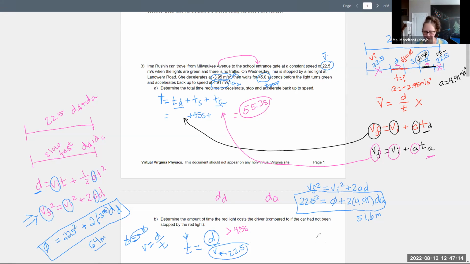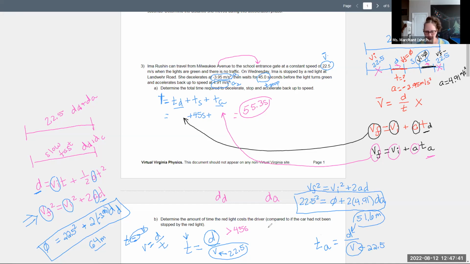And then I'm going to find my time for accelerating, and that is going to be my distance over here on the right over the velocity of 22.5, as if we did not stop. If we did not stop. So now I'm taking the time that way.